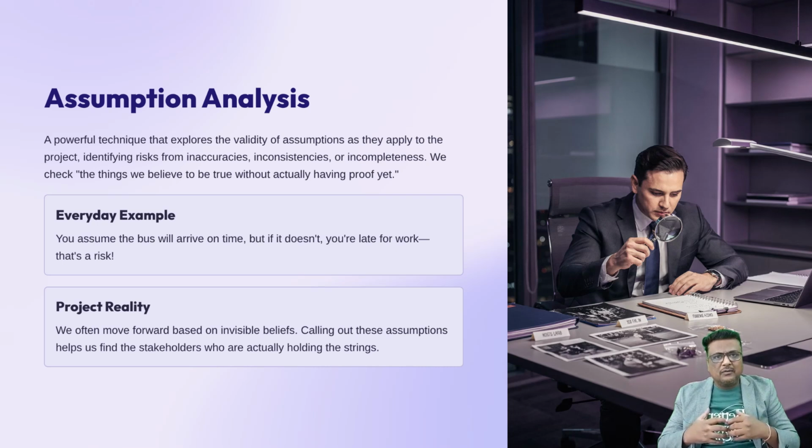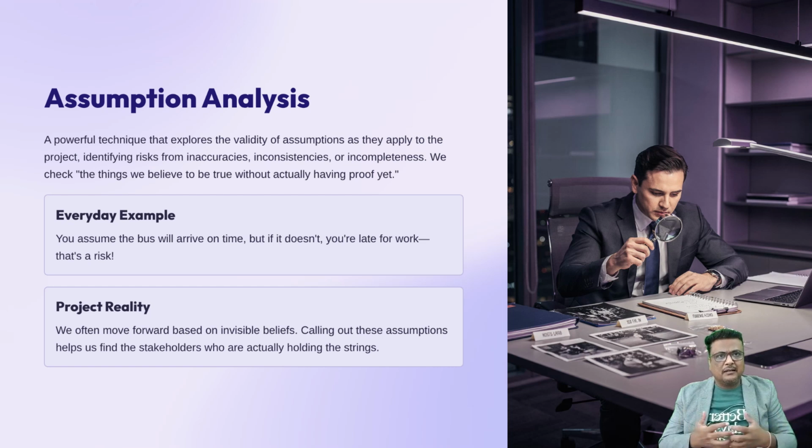Hello everyone. Today we are diving into one of the most powerful detective tools in a risk manager's belt, assumption analysis. Formally, this is a technique that explores the validity of assumptions as they apply to the project, identifying risks from the inaccuracies, inconsistencies, or incompleteness of those assumptions.